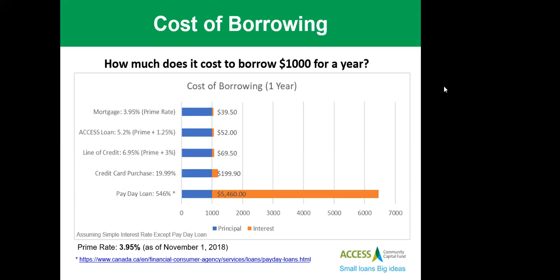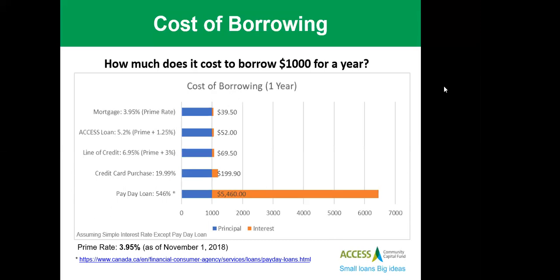And at Access Community Capital Fund, if you are approved for a small business loan, you'll be charged prime plus 1.25, which is a really great rate for a small business loan. Because we are a charity organization, a non-profit, that's why we can offer this low rate. So right now, if you borrow money from us, we'll charge 5.2%. It depends on your credit and employment situation. A line of credit usually has a lower interest rate than credit cards.